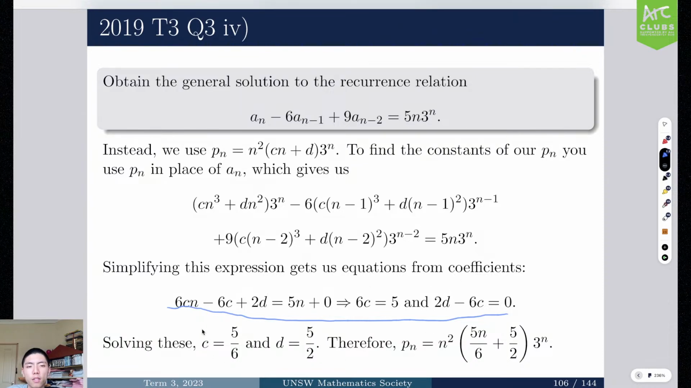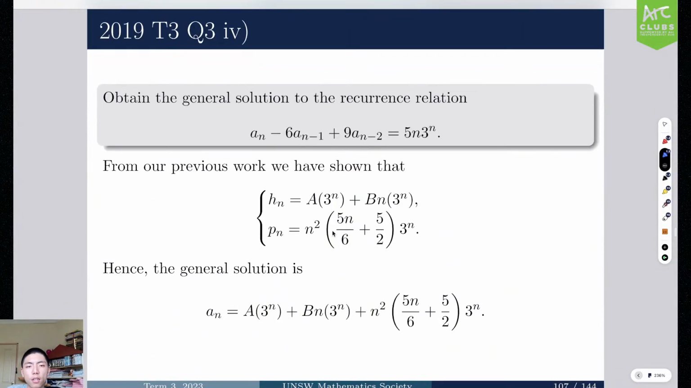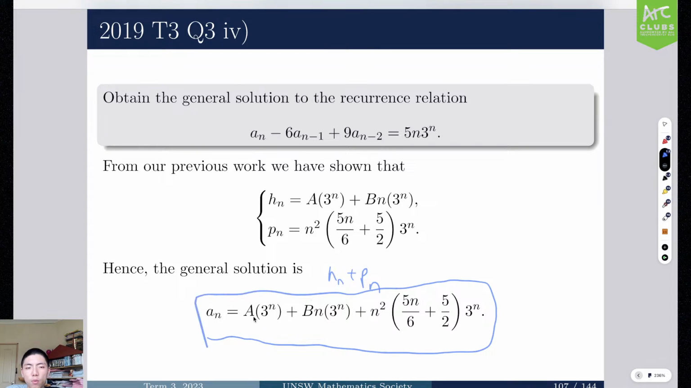equations. And then once we've found c and d, then we win, because we can just take this and substitute it back into our guess, right? And after we've substituted back into our guess, then we get our particular solution is equal to this. Once we've gotten our particular solution, we can just add it to hn, right? Because remember, the solution to the recurrence relation is hn plus pn. So we can take the pn and add it to here, and we get a final answer for an equal to this. So the first part, which is this part, this comes from the homogeneous solution.